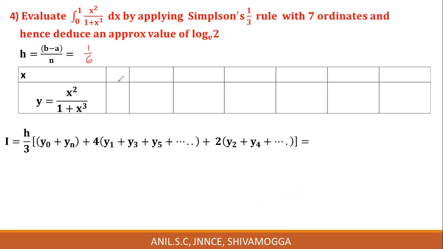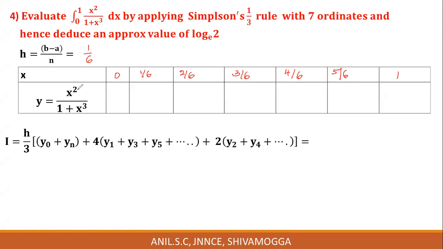Start with the lower limit, that is 0. Go on adding h each time. 0 plus 1 by 6 is 1 by 6. 1 by 6 plus 1 by 6 is 2 by 6. 2 by 6 plus 1 by 6 is 3 by 6. 3 by 6 plus 1 by 6 is 4 by 6. 4 by 6 plus 1 by 6 is 5 by 6. 5 by 6 plus 1 by 6 is 6 by 6. 6 by 6 is 1. This is the upper limit. Stop.